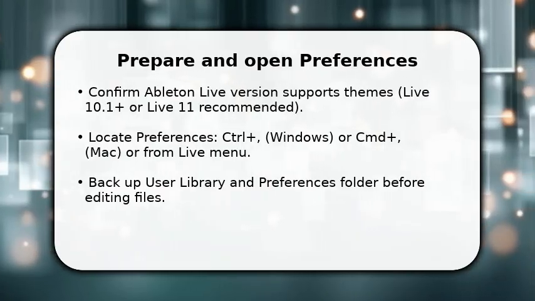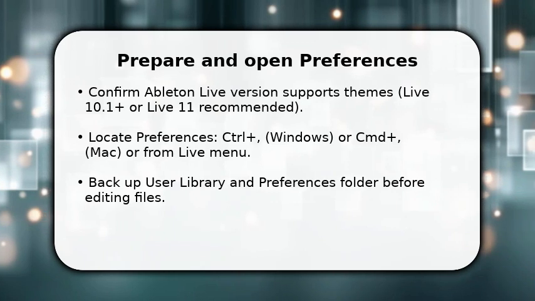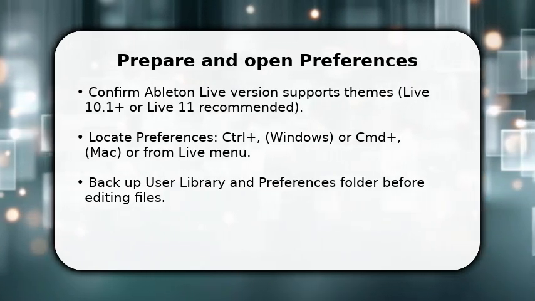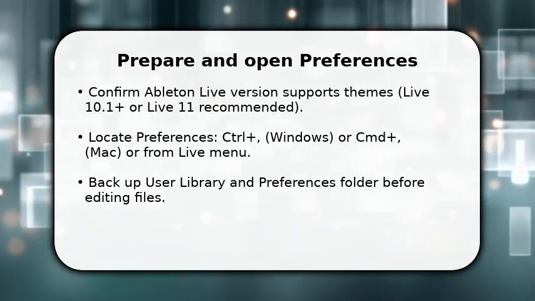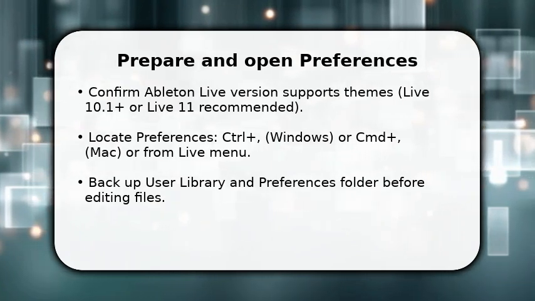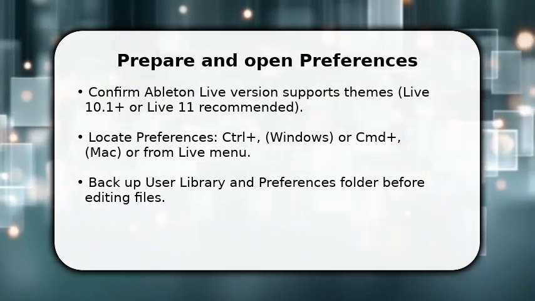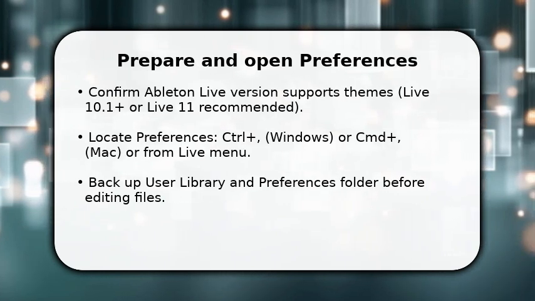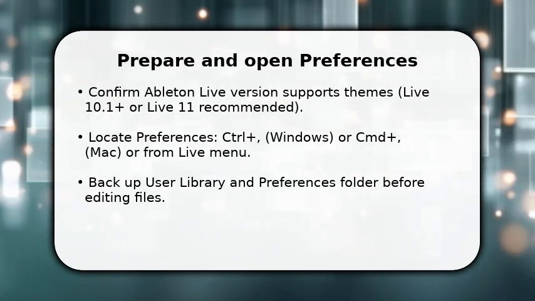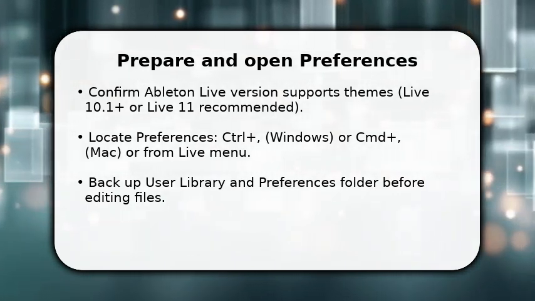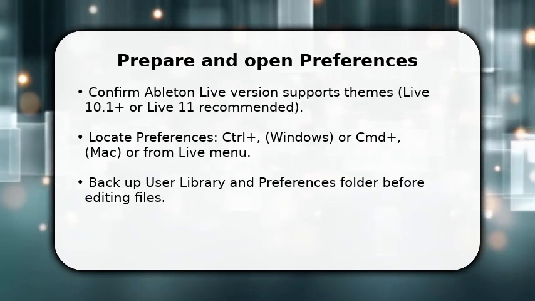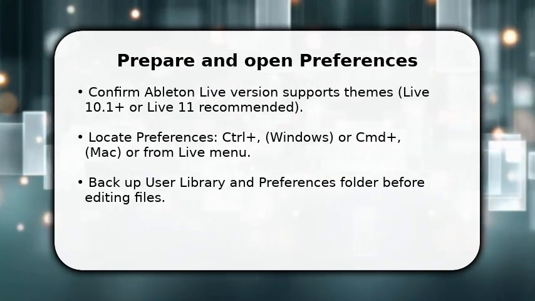You'll start by verifying your Live version and backing up preferences. This prevents accidental loss. Open Ableton and press Ctrl+, or Cmd+, on Mac to open Preferences. Once Preferences is visible, switch to the Look/Feel tab so you can preview built-in themes. Make sure Live is closed after you note defaults, because changing files requires Live not running.